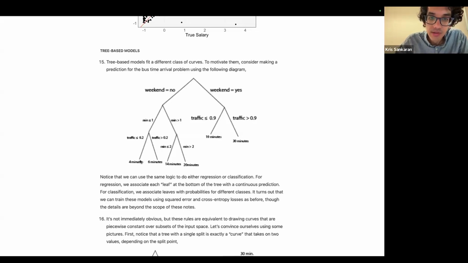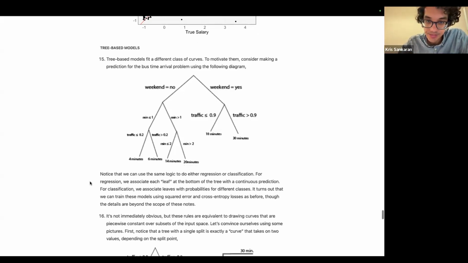Okay. So we'll call these the leaves. And this can be used for either regression or classification, right? You could imagine a situation where if it was the disease one, it could be recover, recover, don't recover for all the different leaves. So the same kind of branching logic works for either regression or classification.